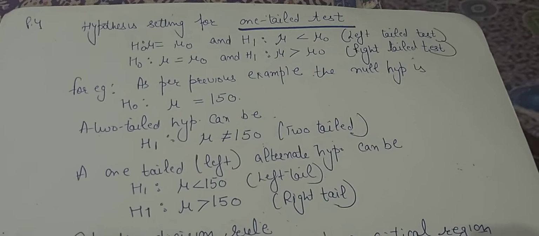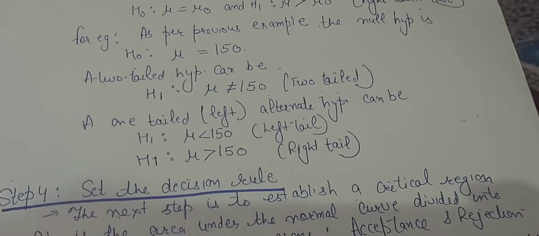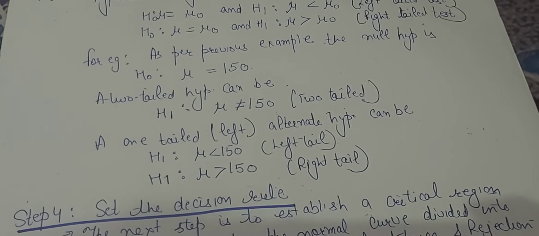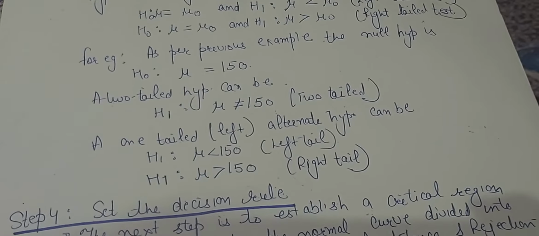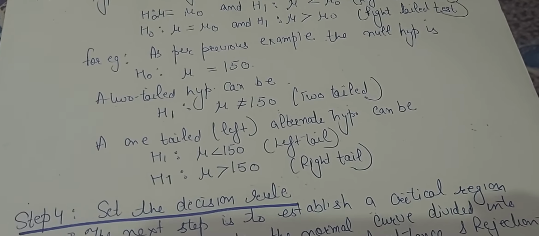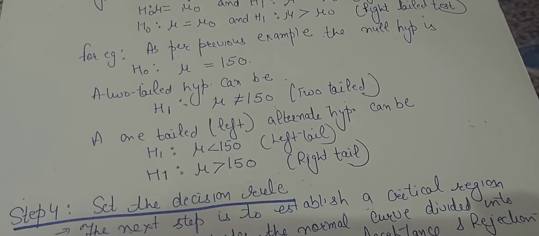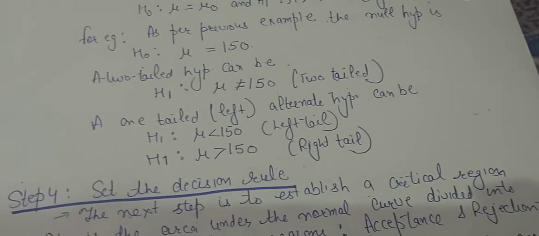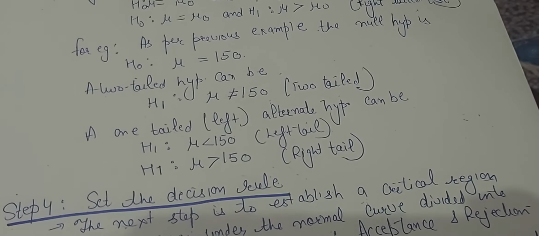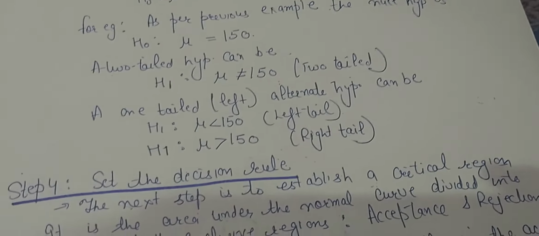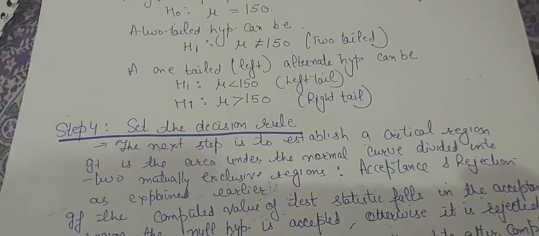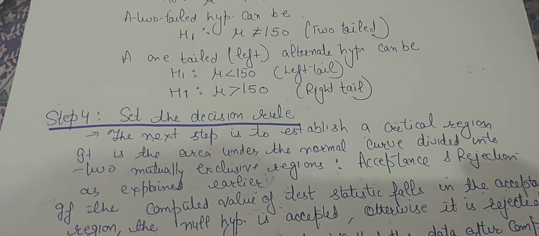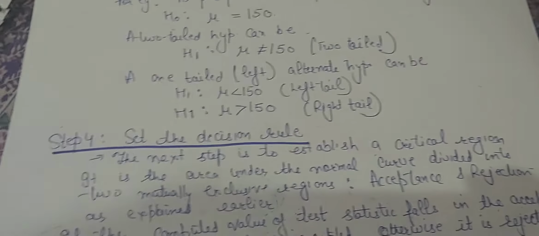For example, as per the previous example, the null hypothesis is mu equal to 150. A two-tailed hypothesis can be mu is not equal to 150. It might be greater than 150, or it might be lesser than 150. Similarly, if we go for one tail, we have only chosen one option, either the left tail or the right tail.